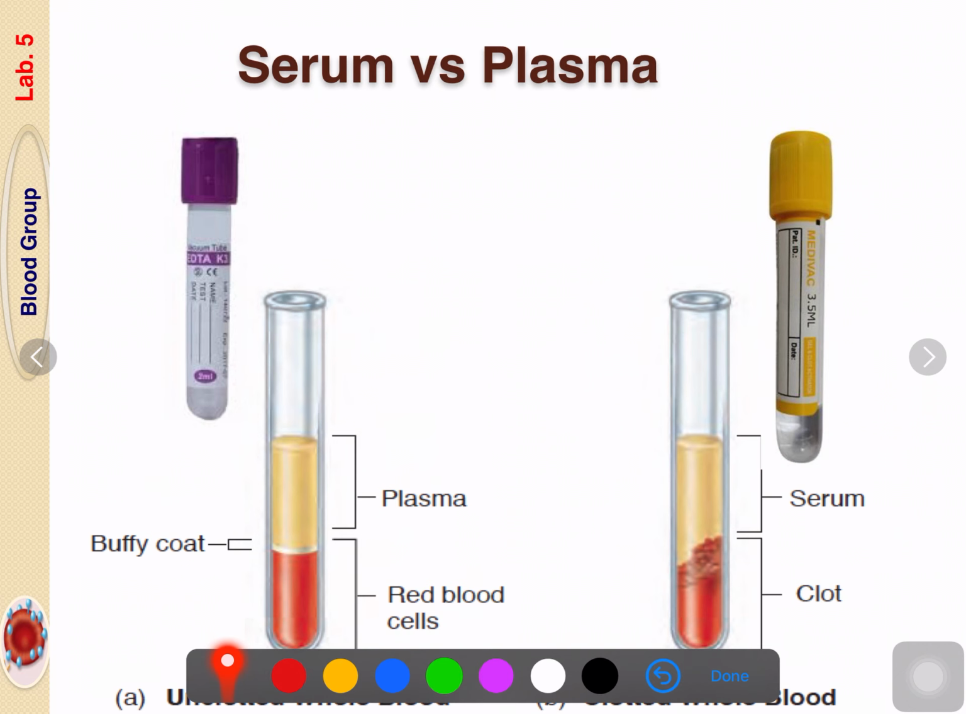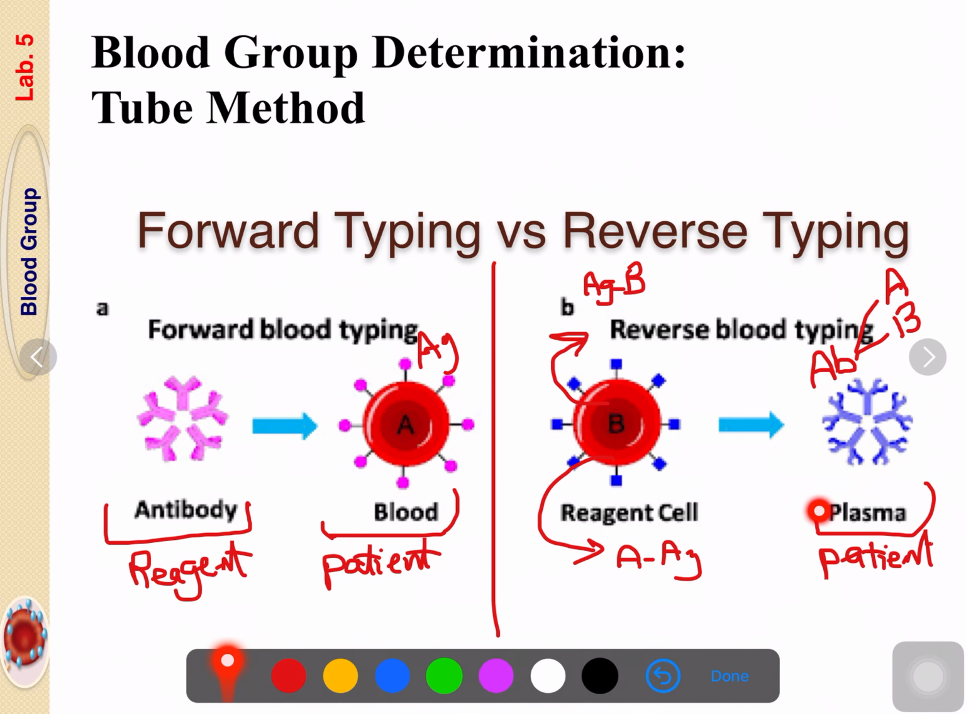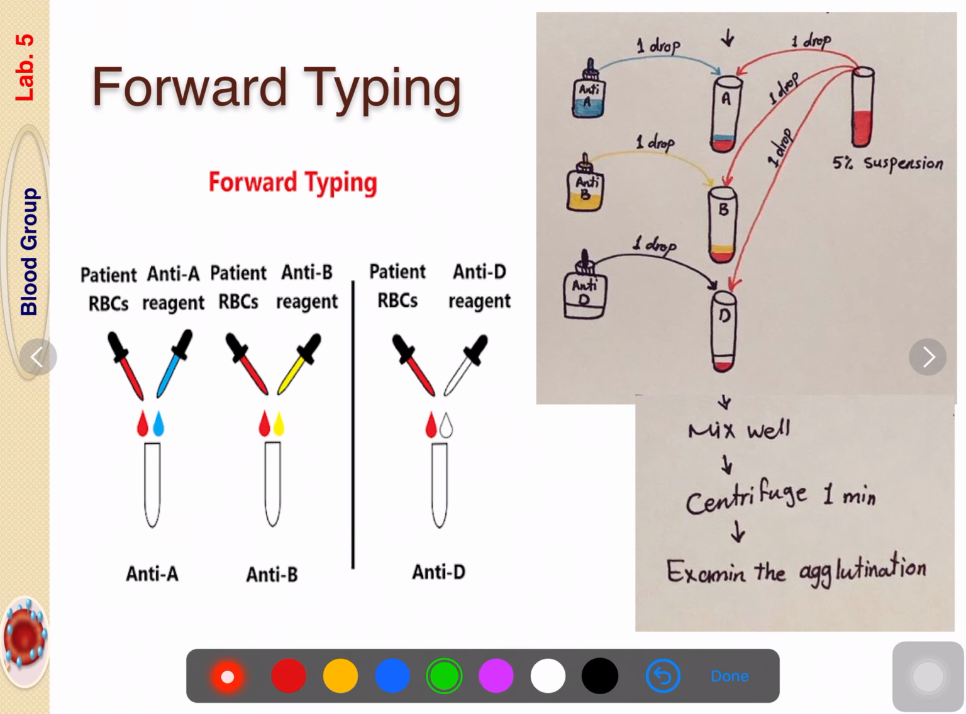As we said, we have to prepare a plasma from the patient, or we can use serum. For forward typing, we talked about preparation of red blood cell suspension, and we talked about the preparation of the serum and plasma. So how to perform the test, how to determine the blood group. Forward typing is just like the slide method. We have three different test tubes here, and you have to label them A, B, and D. And we have three reagents, just like the slide method: anti-A, anti-B, and anti-D. Add 1 drop anti-A, 1 drop anti-B, 1 drop anti-D to the corresponding test tubes.